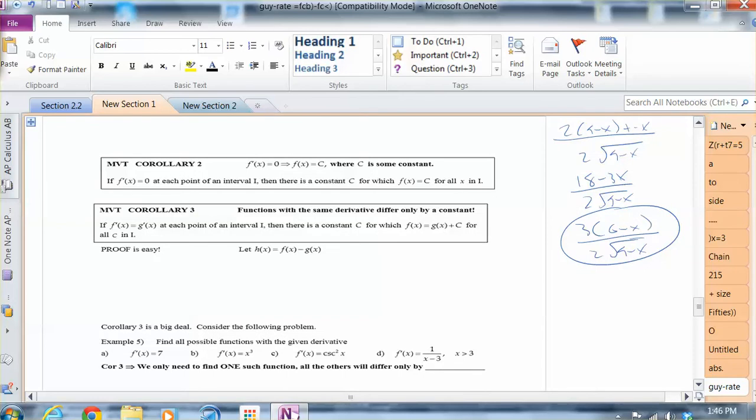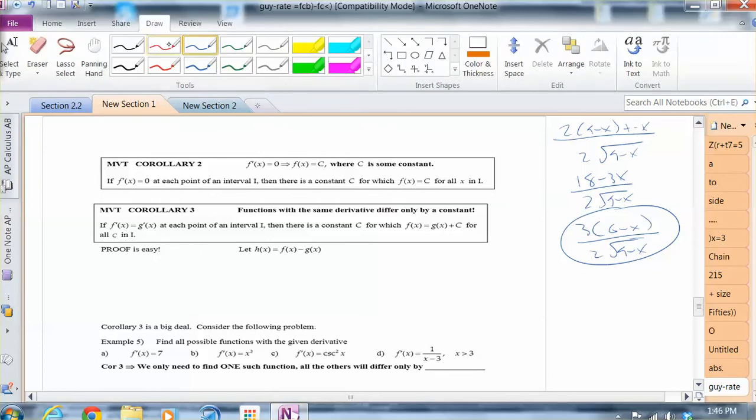Something that we hopefully should recognize by now is that if your derivative equals 0, then we expect our function to be a constant. For example, if f of x were 5, we would know that f prime x equals 0, because f of x equals 5 is just a horizontal line. The derivative is the slope of the tangent line, and the slope of a horizontal line is 0, so we know that. So if your derivative equals 0 at each point of an interval I, then there's a constant c for which f of x equals c for all of your x values in that interval.